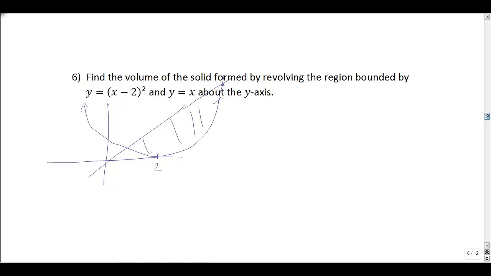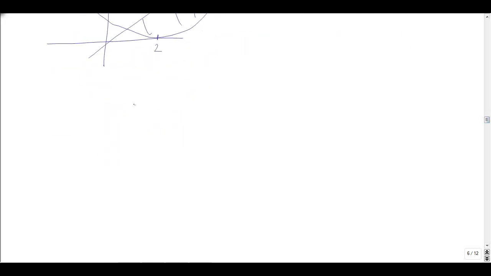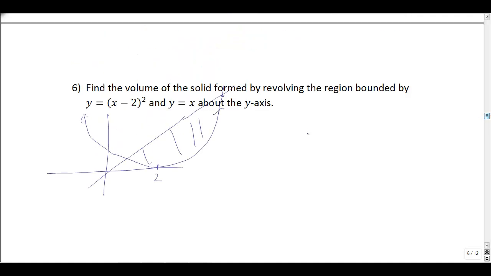I'm going to redraw that because my scale is not good. Let me just redraw this to the right here. I get my parabola like this, and then my line is going to go up like this. I'm going to get an intersection point there and there. So this is the region, and we're trying to rotate about the y-axis. Again, I don't really care specifically what the region looks like. I just want a schematic drawing.